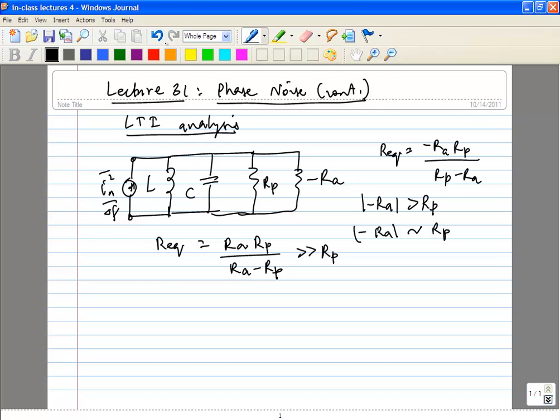For that to be positive, RA will have to be greater than RP, right? So your R equivalent is going to be RA RP over RA minus RP, which is obviously much greater than RP, because RA minus RP is very small. So you can define an equivalent Q, which is omega naught C times R equivalent, which is much larger than Q, the original Q.